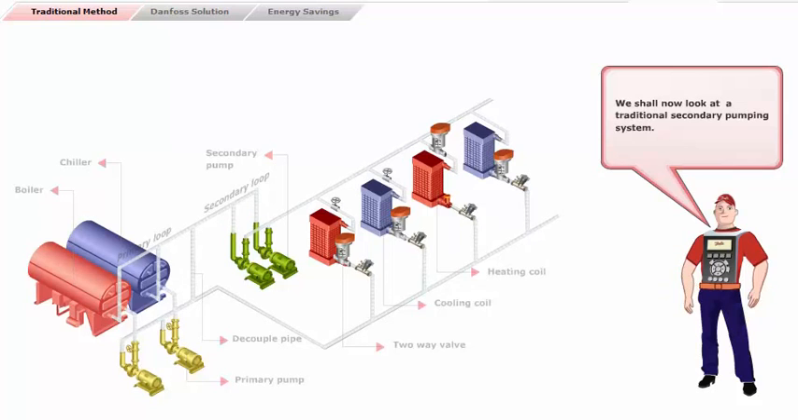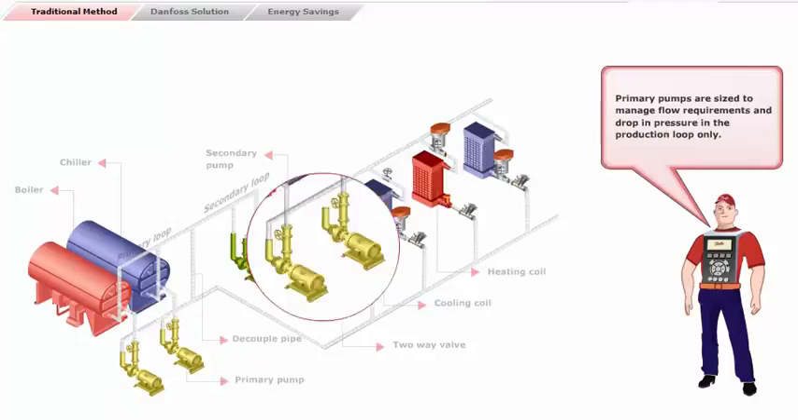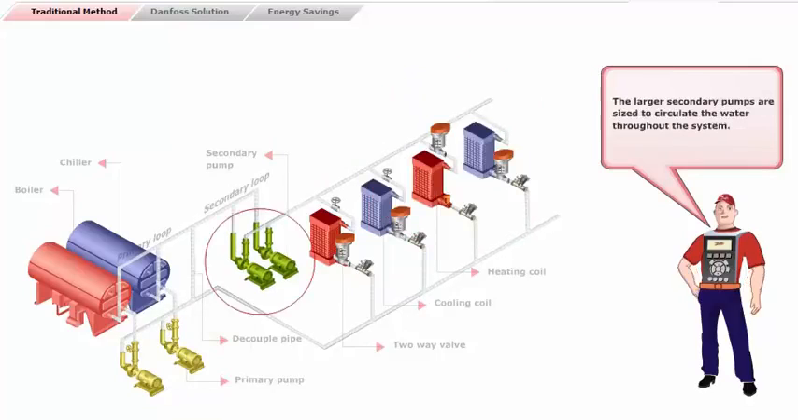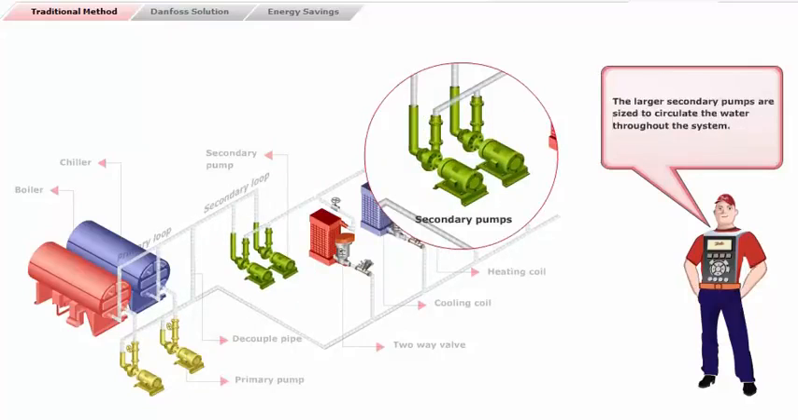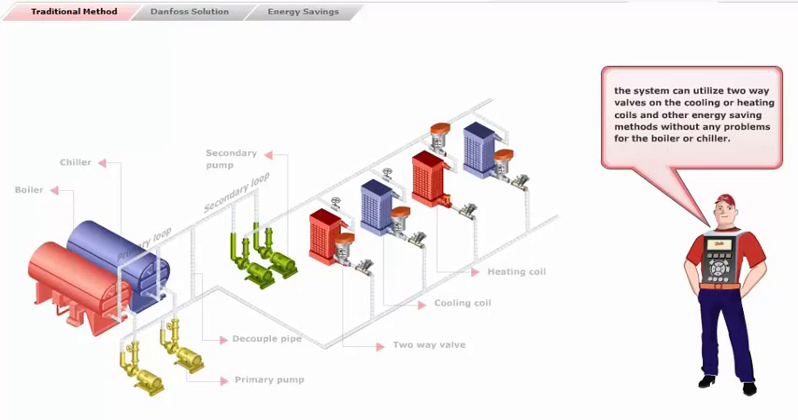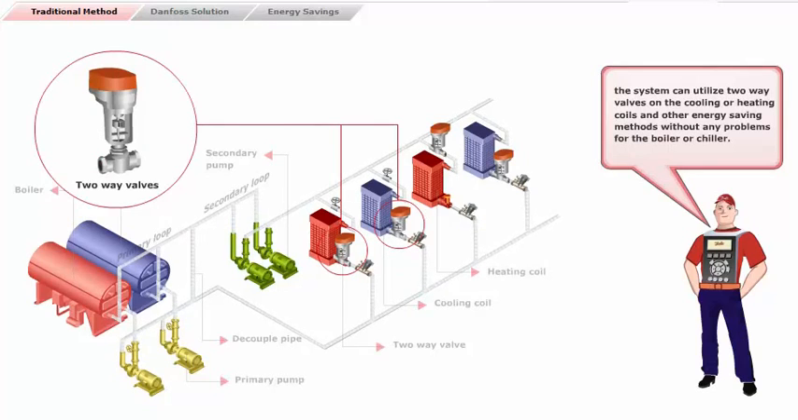We shall now look at a traditional secondary pumping system. Primary pumps are sized to manage flow requirements and pressure drop in the production loop only. The larger secondary pumps are sized to circulate the water throughout the system. Decoupled from the primary pumps, secondary pumps no longer have flow constraints, and this system can utilize two-way valves on the cooling or heating coils and other energy-saving methods without any problems for the boiler or chiller.